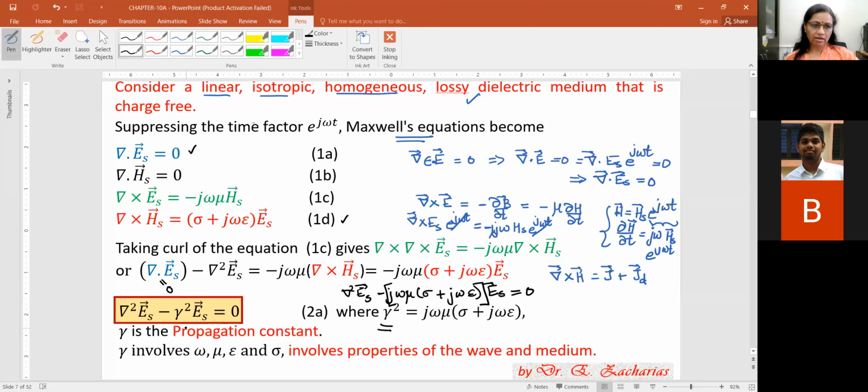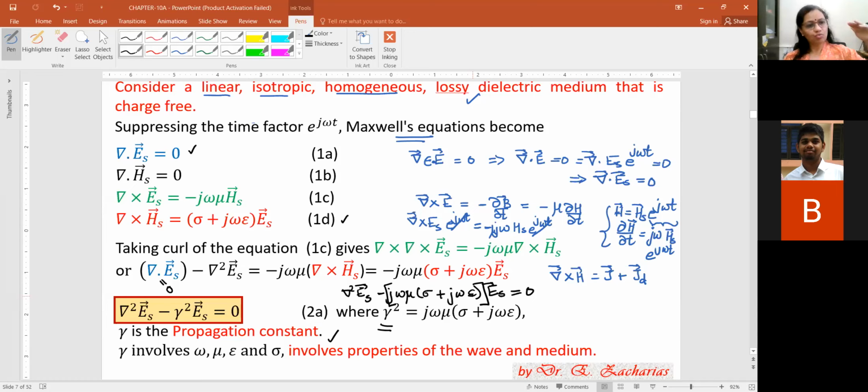Now, this gamma, you have written gamma square. This gamma is called the propagation constant. If you look at what goes into making this propagation constant, gamma is a function of omega, which is a property of a wave. It is a function of mu and epsilon, which are properties of the medium. It's a function of sigma, which is the property of the medium. Or you can simply say that the propagation constant depends on the constitutive parameters of the medium and the angular frequency of the wave. That means it involves the property of the wave and the property of the medium.